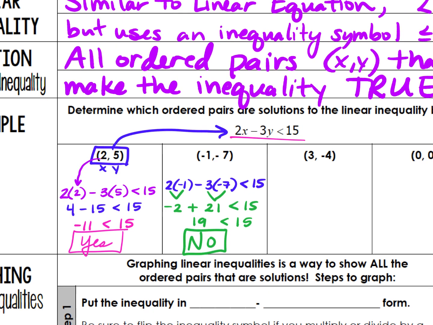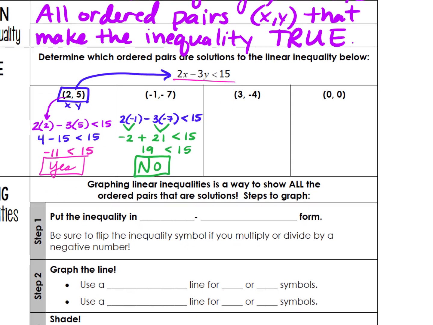Okay. Do you feel like you have a good grasp on that, or do you want to try one on your own? Try one? Okay. Go ahead and try (3, -4). And if you want to try (0, 0), you can try that too. Plug in (3, -4), and tell me if that is going to be a solution.